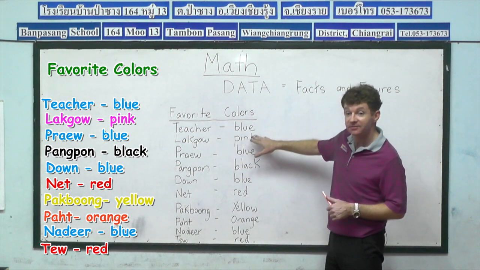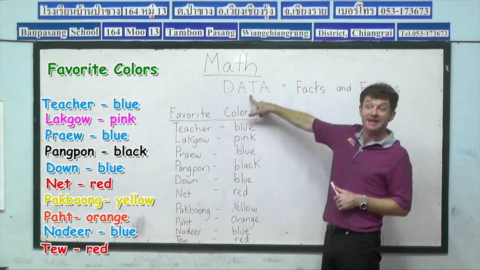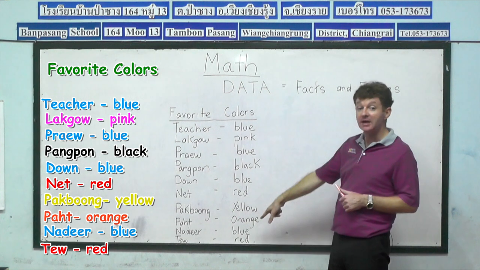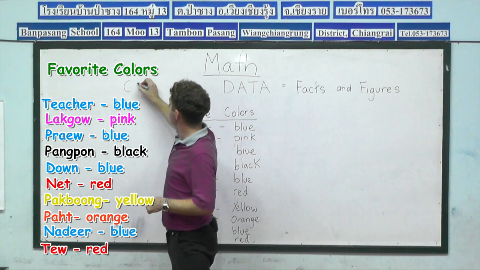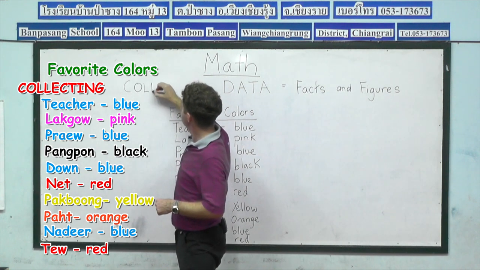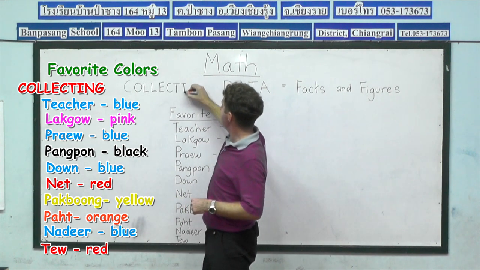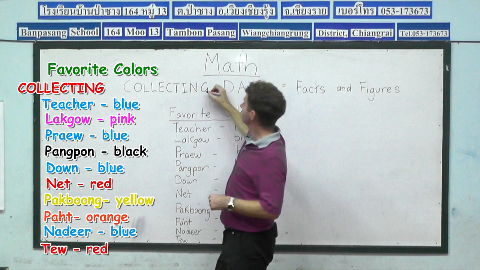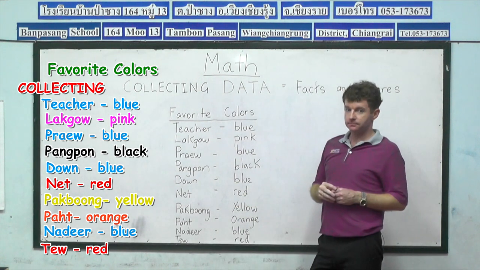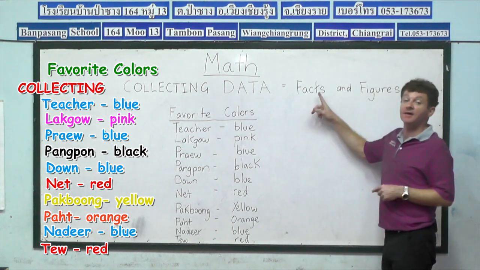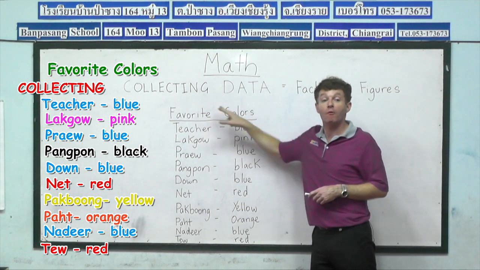So you see here, guys, the names of the colors. This is what we call our data. This is the data we have collected. So the focus of today's lesson, C-O-L-L-E-C-T-I-N-G. Collecting data. And what do we mean by data? Facts and figures, such as favorite colors.